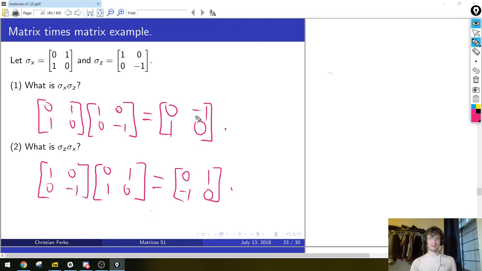Interesting. As you said in the first slide, isn't this non-commutative? It is indeed non-commutative, and now we see it directly. These two things are not the same.